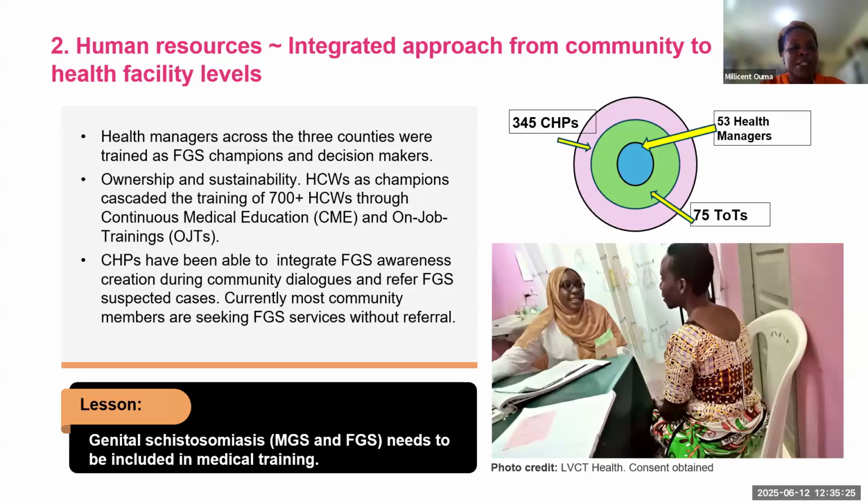So the lesson learned in this is that there's need to include genital schistosomiasis, that is female genital schistosomiasis and male genital schistosomiasis, in the medical curriculum, because it's a gap. It's a gap we noted from the top managers coming down to the community health teams. So there's need to include it in the curriculum. It's never mentioned in the medical training. The only thing which is mentioned is bilharzia. Beyond bilharzia, there's nothing like FGS. So it was quite a gray area, and we are glad we've reached so many people within this short time, and we are hoping that they're still continuing to cascade the information.